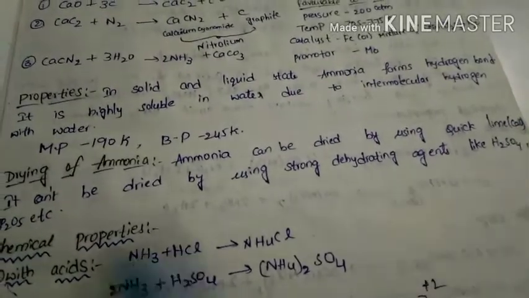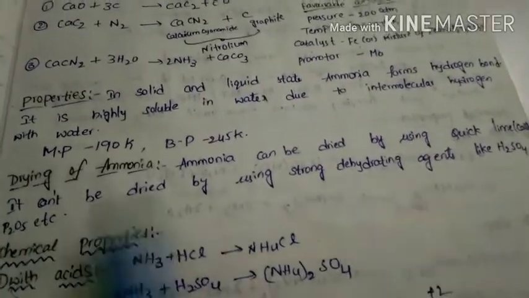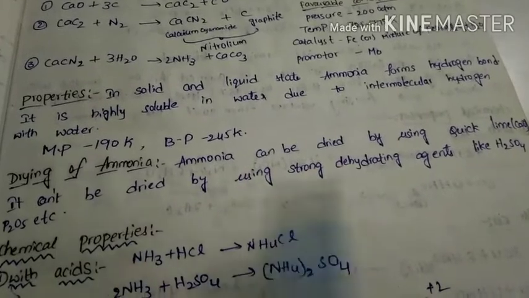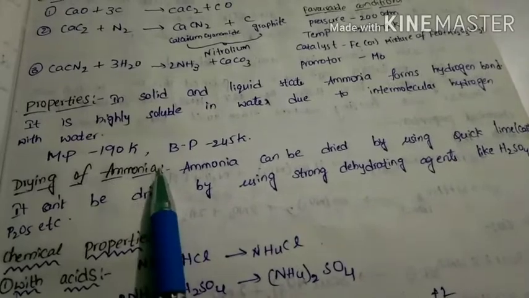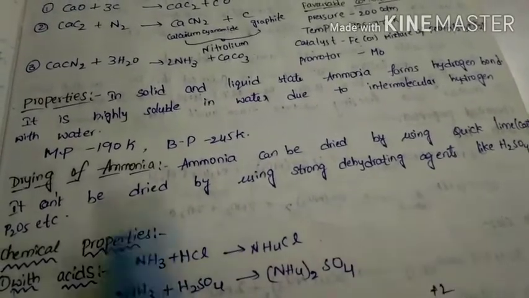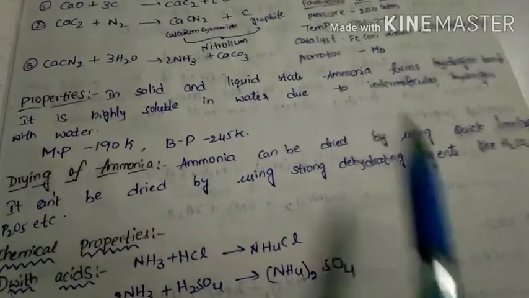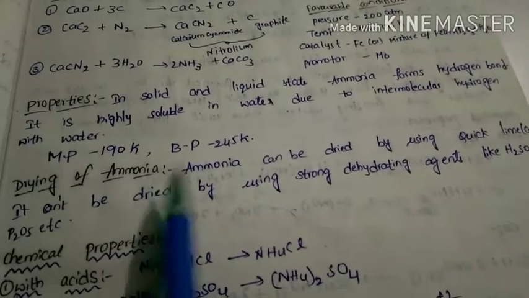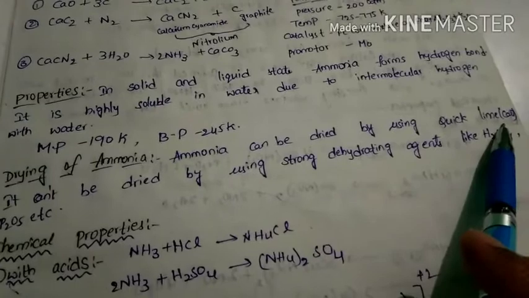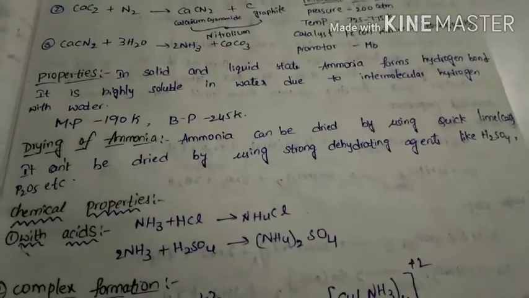Because these are strong dehydrating agents, by using them we cannot dry ammonia, because these are strong acids. Ammonia is a weak base. So when we use these compounds, they react with ammonia. That is why these compounds cannot be used for drying of ammonia. Only one can be used. Which one? Quicklime. Its formula is CaO.